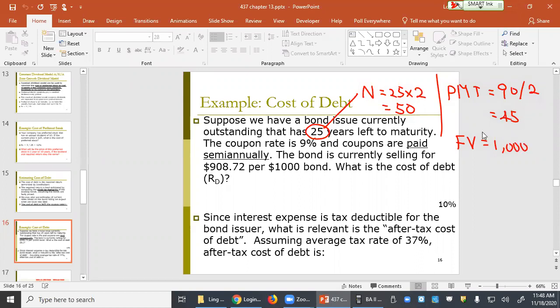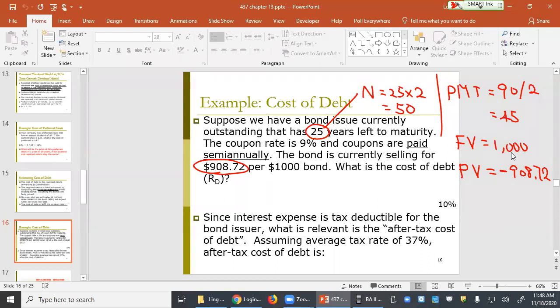So the coupon payments and par value are both stated as cash inflows, okay? Because we typically look at it from the bondholder's perspective. So if I were to buy the bond right now at this price, it is a cash outflow. So negative 908.72 as your present value.